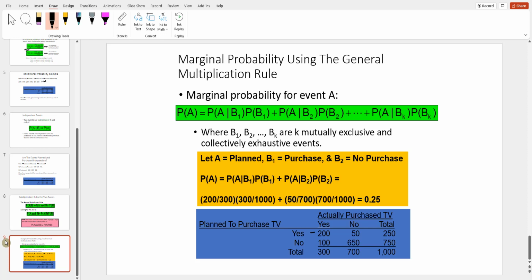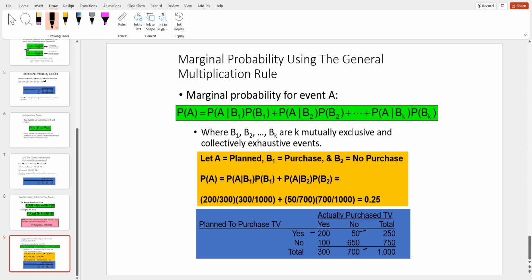You can also calculate the probability that you plan to buy a TV but you did not purchase. That would be 50 over 700 times the probability that you did not purchase. Probability that you did not purchase will be 700 over 1,000. Once you calculate out these fractions, you get an answer of 0.25.